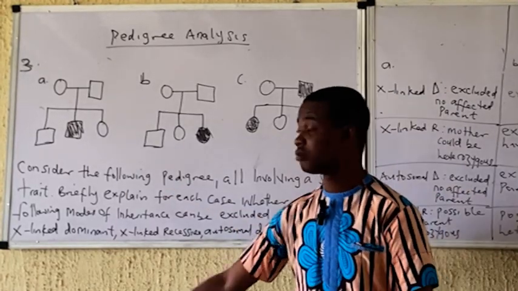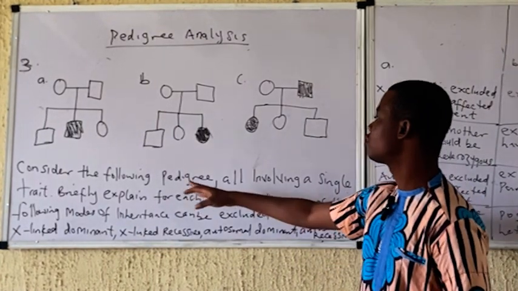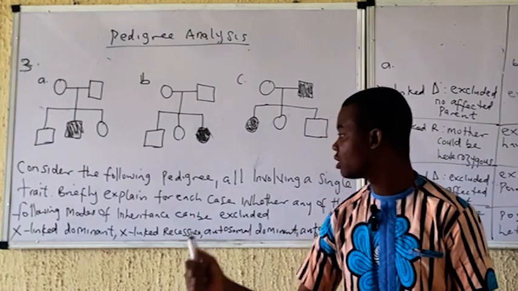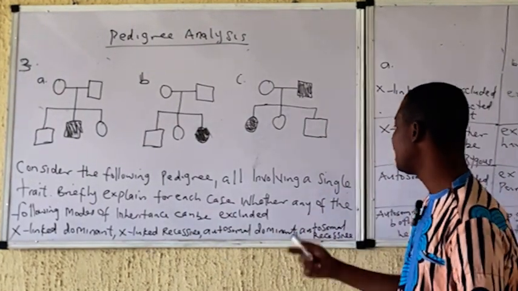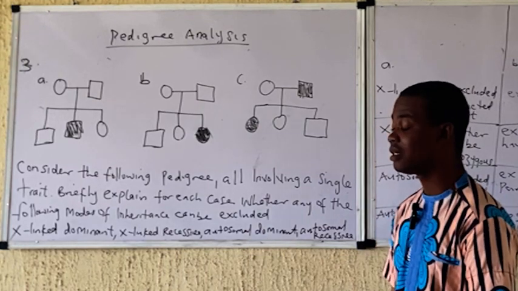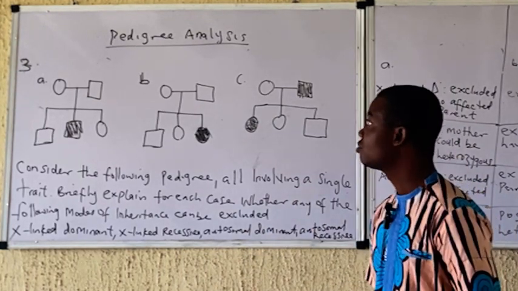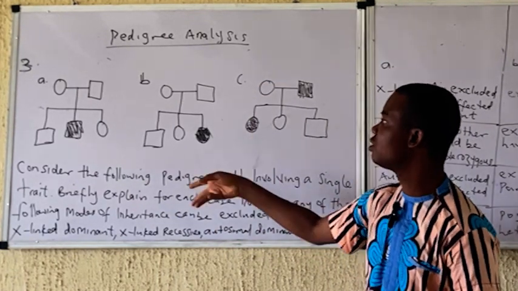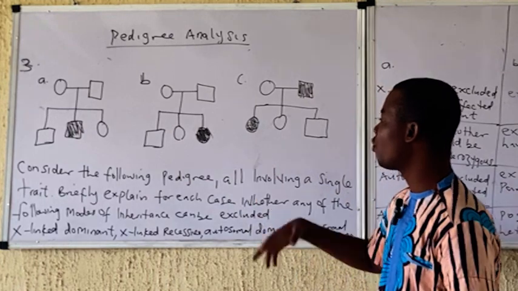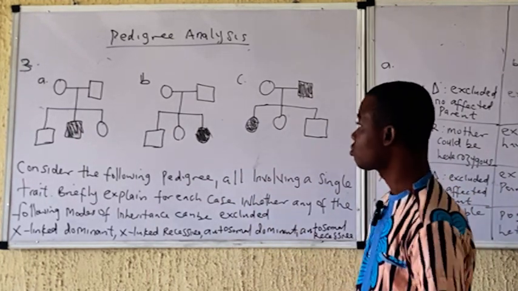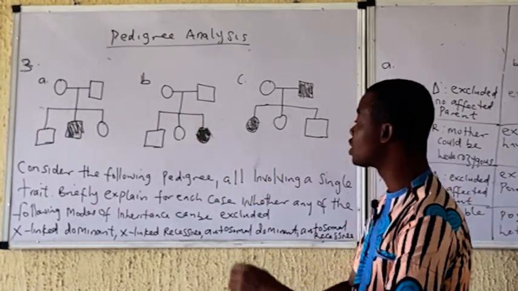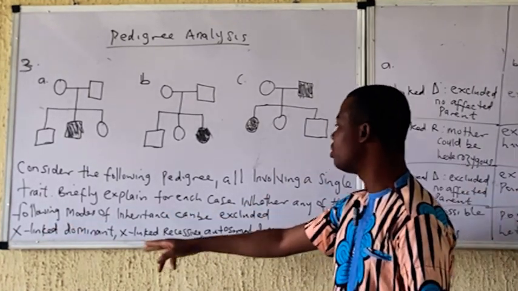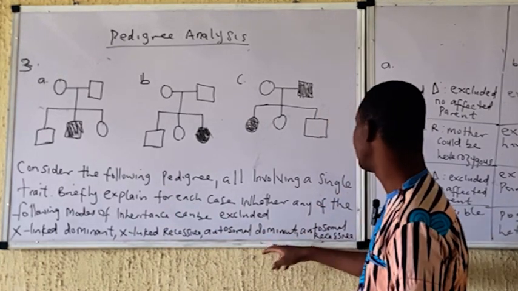Here is another question. Considering the following pedigrees, all involving a single trait, briefly explain for each case whether any of the following modes of inheritance can be excluded. On the board, we have three different pedigrees, A, B, and C, and we have to exclude any of the four modes: X-linked dominant, X-linked recessive, autosomal dominant, and autosomal recessive.